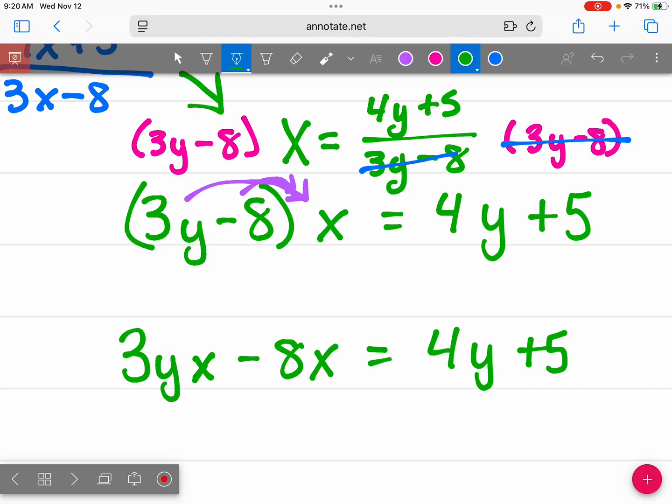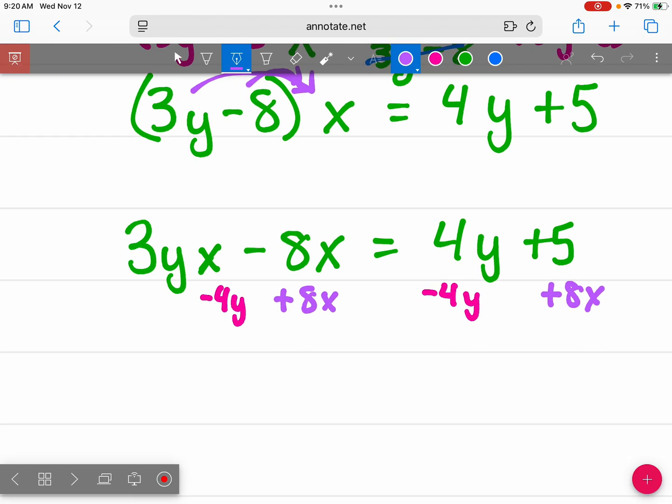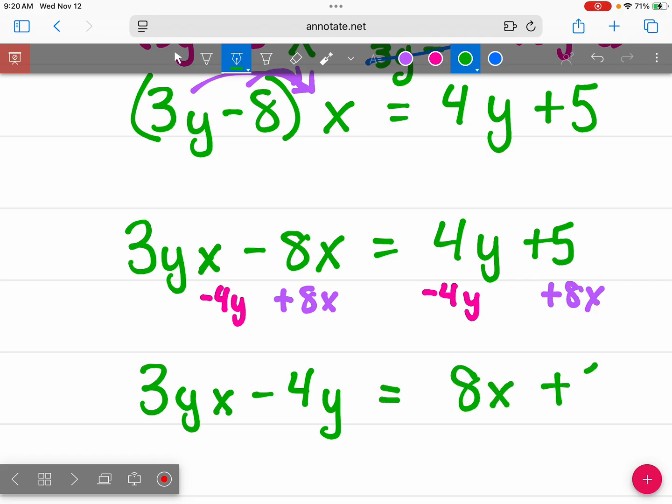I want to get things that have y's on one side and things that don't have y's on the other. So what do we need to do? Subtract 4y from both sides. Anything else we want to move on that step? We can add the 8x on both sides. I don't need to have the 8x on this side. I want to have stuff with y's over here. So we're going to have our 3yx minus 4y equals 8x plus 5.